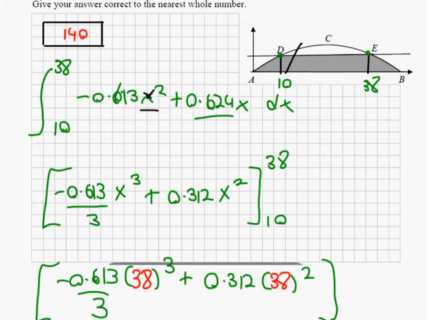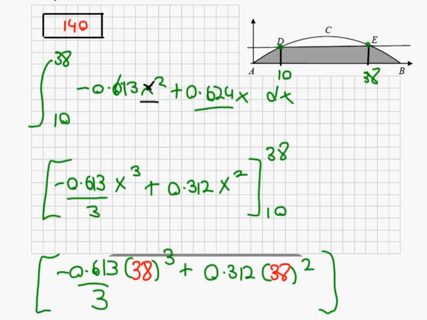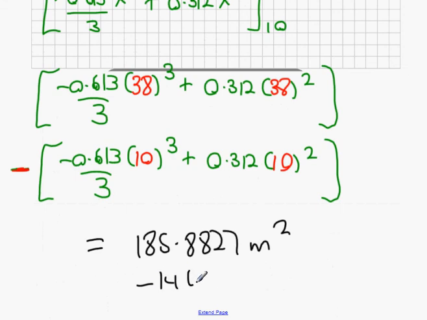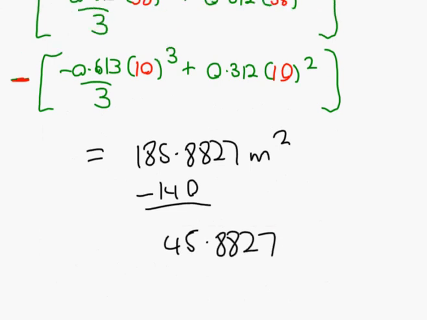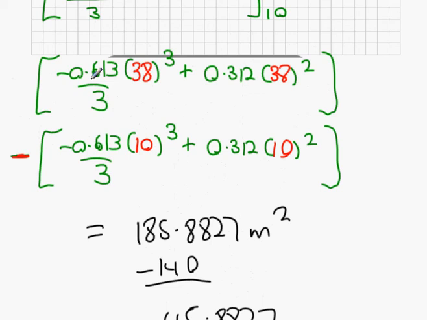I'm going to take the 140 away from that. Take away the 140. We're going to be left with the white region, which is 45.8827. Now, guys, the brilliant thing about this is I can reuse a lot of my work.